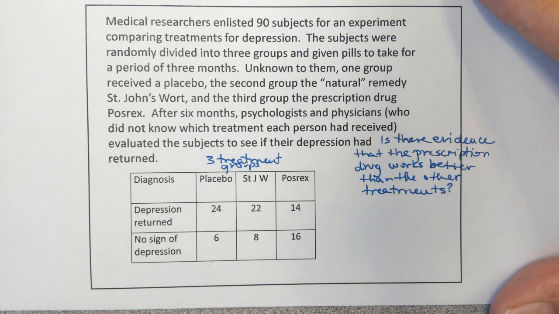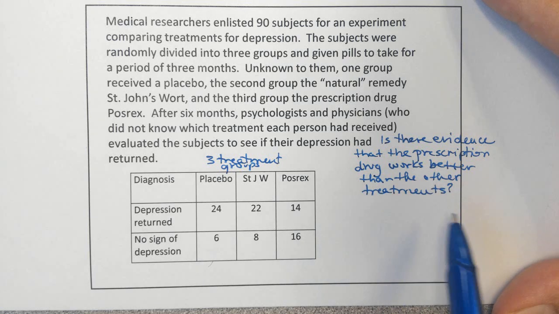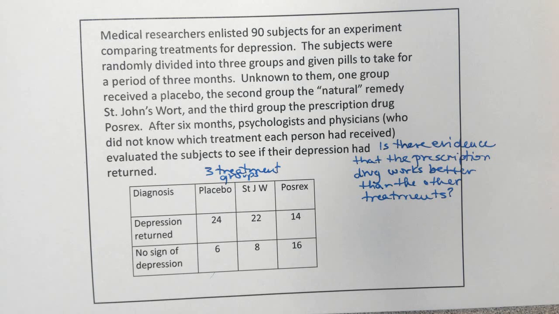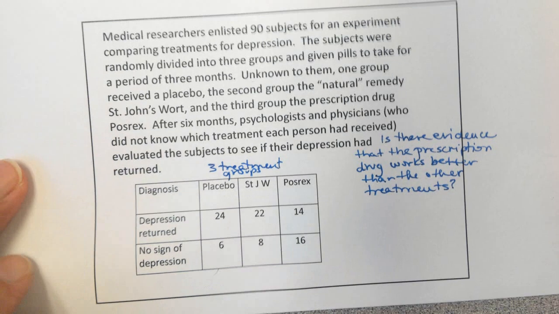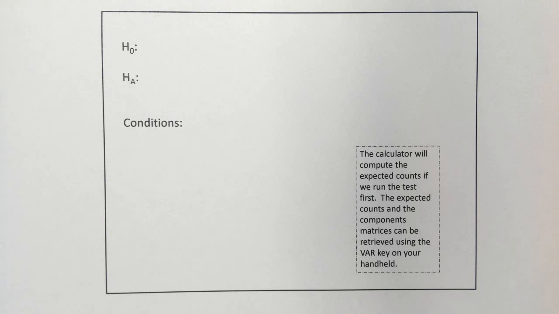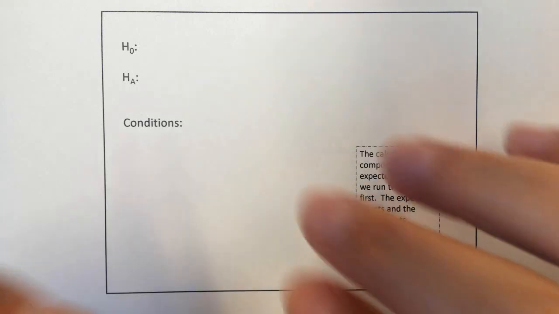Because why prescribe a prescription drug if it doesn't work better than the natural remedies or nothing at all? So are the treatments different? We want to run a test. So first thing we do is write hypotheses. And for a test of homogeneity, same groups. Are the 3 treatment groups the same? We would say that they are the same, that these treatment groups are not different.